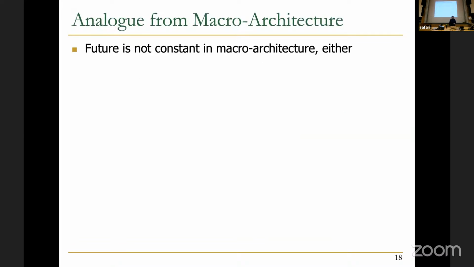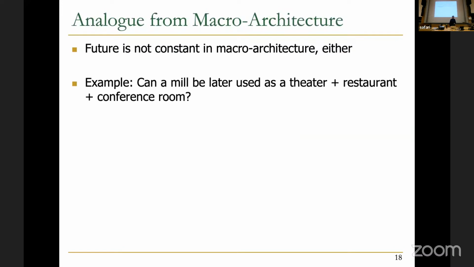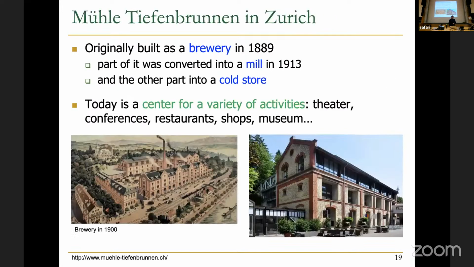I like this analogy for macroarchitecture. Before we jump into microarchitecture, I think we should not forget that macroarchitecture is similar. Basically, things that are designed for one purpose may be repurposed for other reasons. Does anybody know the answer to this question? No, there's one in Zurich at least. There are many examples, of course, but this place was designed as a brewery in the late 1880s. And then it was converted to a mill and a cold store. And today it's nothing like a brewery if you go there.